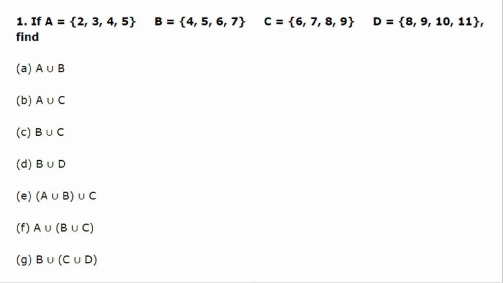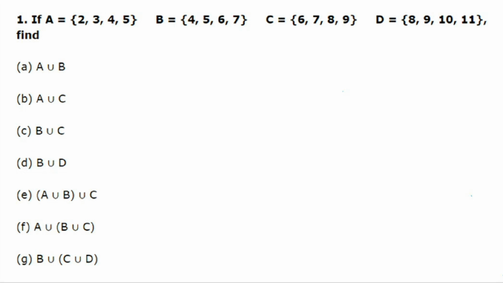So let us have an example. Number one, A is a set of 2, 3, 4, 5, B whose elements are 4, 5, 6, 7, set C whose elements are 6, 7, 8, 9, and set D whose elements are 8, 9, 10, and 11. So we find first A union B. A union B equals, the elements of A are 2, 3, 4, 5. Then union B, we have 4, 5, 6, 7.